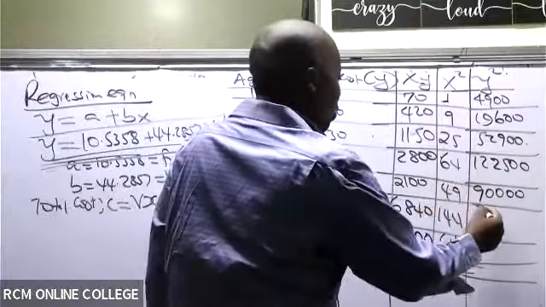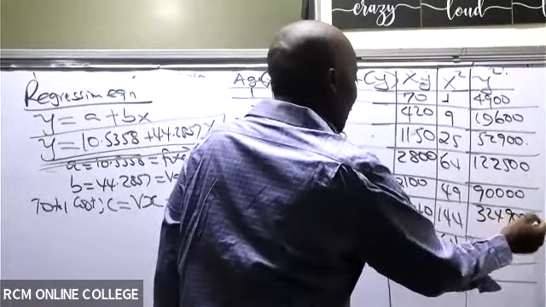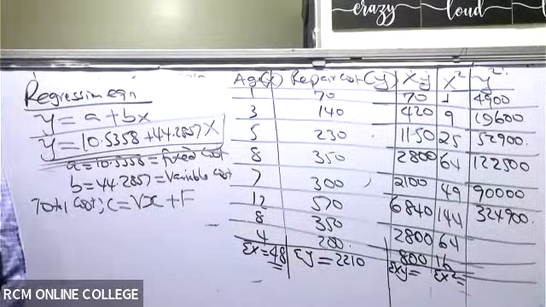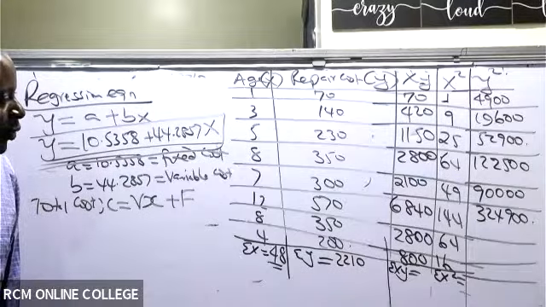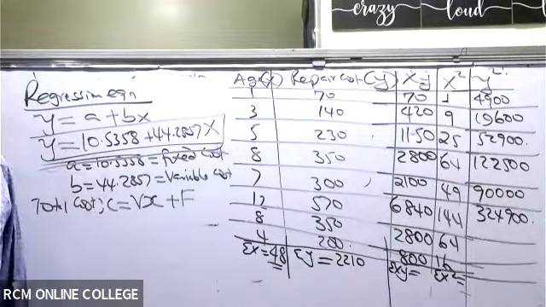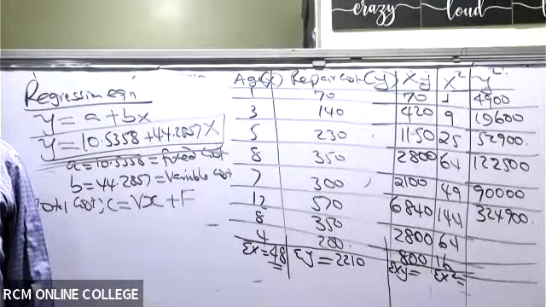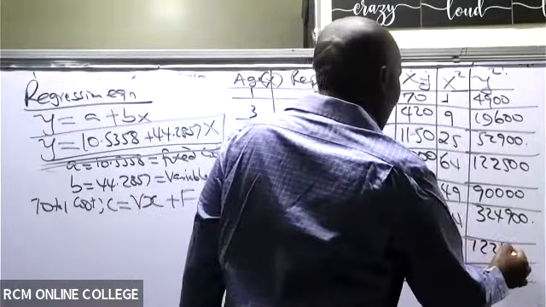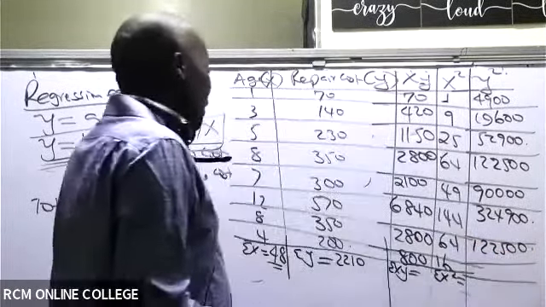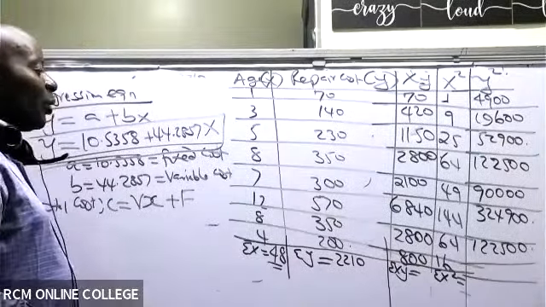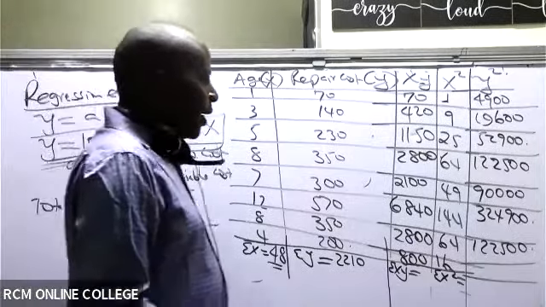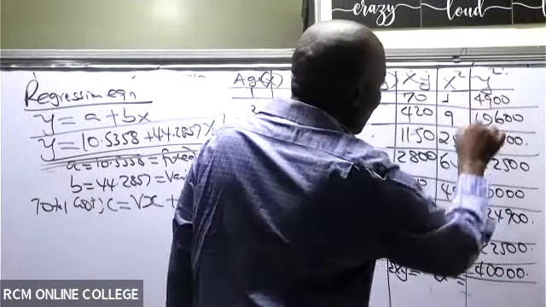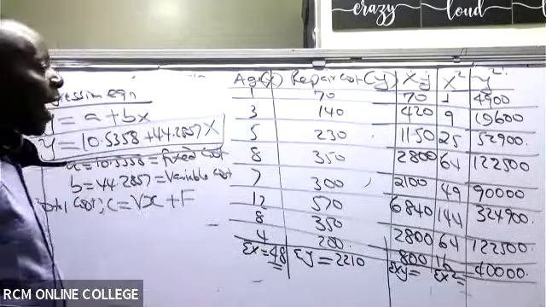324,900. So this gives me 324,900. And then we have 350 squared. I think I had it somewhere... Nope. But we shall overcome. 122,500. It's here, yes. 122,500. And then lastly, it is 200 squared. That must be 4,000,000, like that.